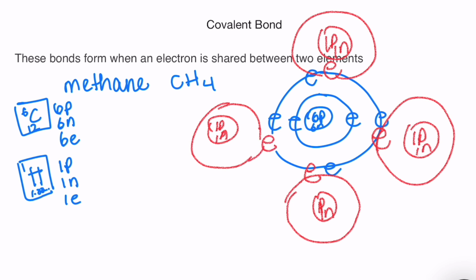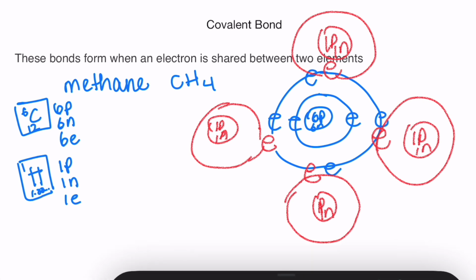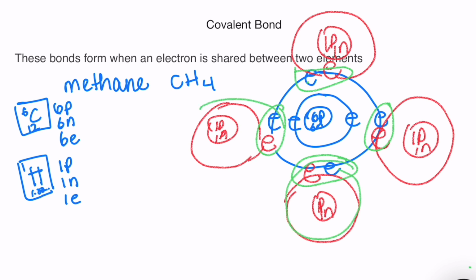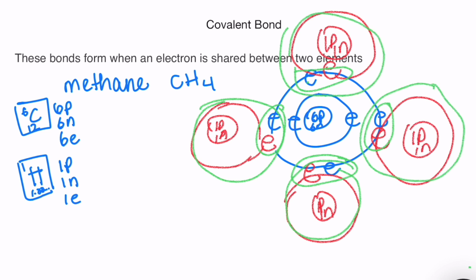So in this way, what we notice now is that all of our atoms are happy. Carbon is happy because it has 8 valence electrons, right? 1, 1, 2, 3, 4, 5, 6, 7, 8. And hydrogen is happy because its valence shell also has 2 electrons, right? So 1, 2 for this hydrogen, 1, 2 for this one, 1, 2 for this one, and then 1, 2 for this one. So this is covalent bonding. It occurs when electrons are being shared between 2 atoms or 2 elements. Saying elements or atoms is pretty much interchangeable.